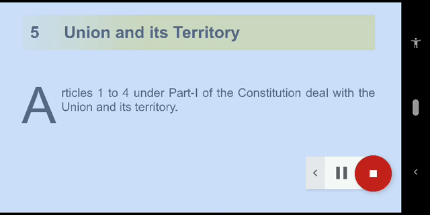5. Union and its territory. Articles 1 to 4 under Part I of the Constitution deal with the Union and its territory.